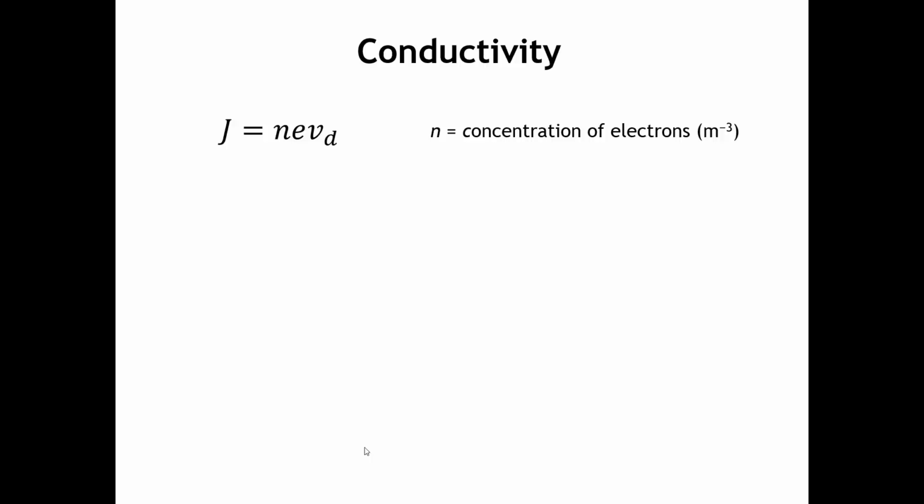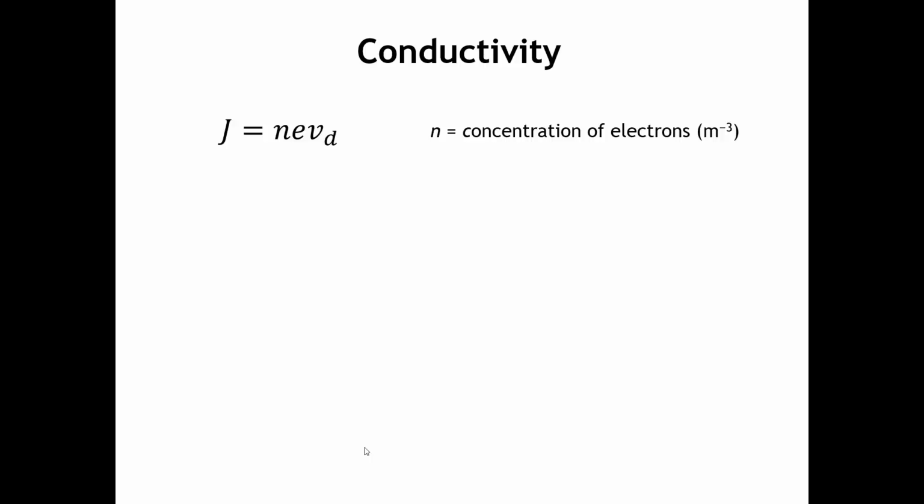Finally, at this point, we're ready to talk about the conductivity of a material in the Drude model. The current density is equal to lowercase n, the concentration of valence electrons, times the charge of the electron times the drift velocity. Current density is going to be charge per unit time per cross-sectional area. And just think about the units here.